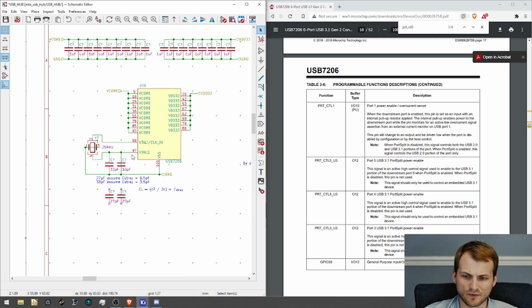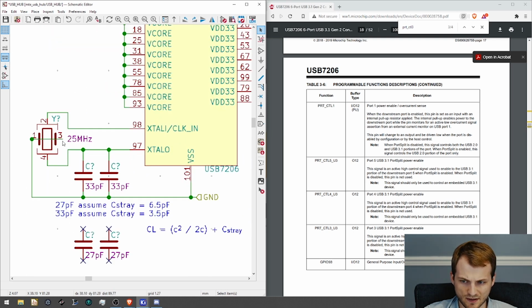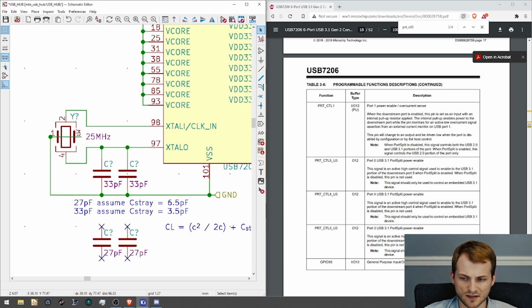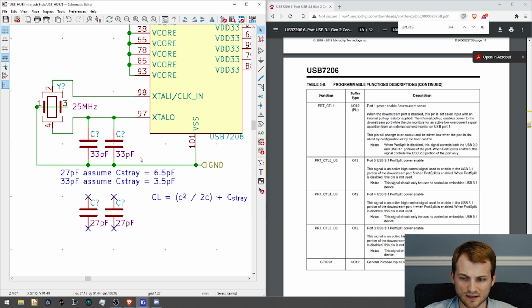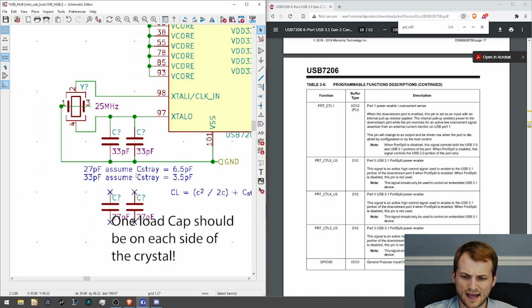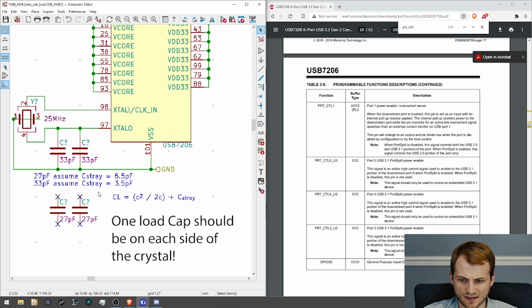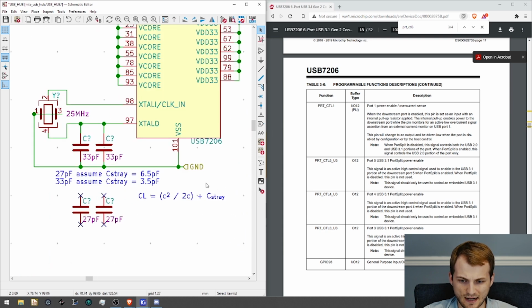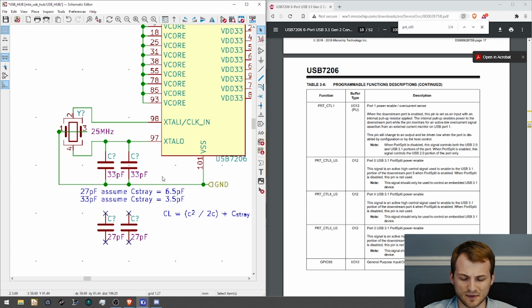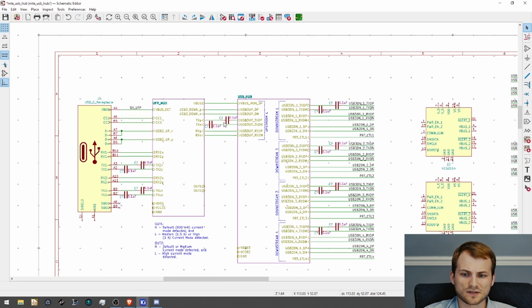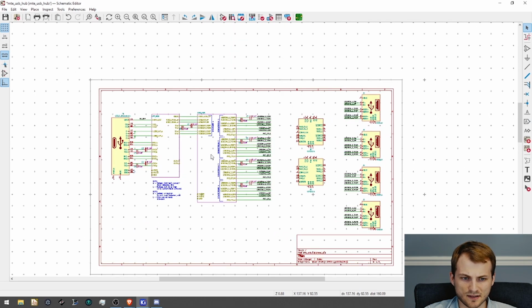And then for the crystal, just a 25 megahertz crystal with a set of 33 picofarad load caps. And I did just the standard load capacitance calculation to see how much it should be. So that pretty well sums up what the schematic looks like so far.